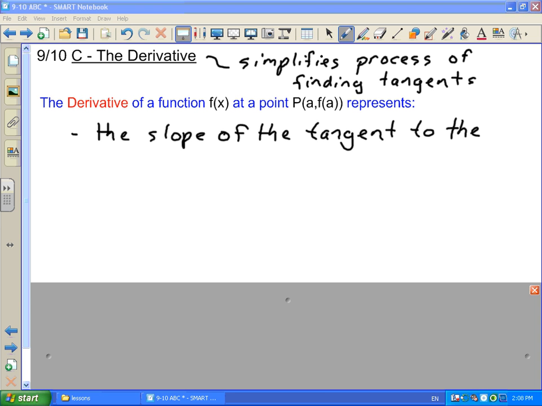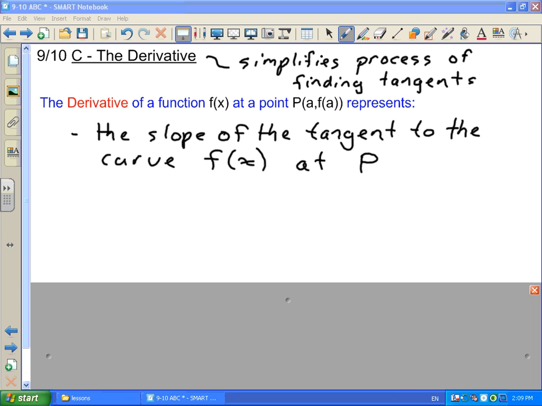to the curve, which is of course given by the function f at x, okay, at that point P. So if we go to point P, we draw the tangent. The derivative tells you the slope of that tangent at that particular point.